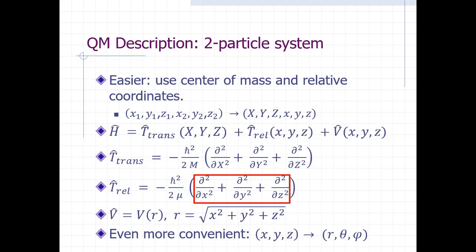The mass of this fictitious particle is the reduced mass mu. The third term is the potential energy operator, which only depends on the relative coordinates. In fact, it only depends on the distance between the two particles. The distance between the two particles, given here by the symbol r, is the square root of the sum of the squares of the relative coordinates. This means relative coordinates are more conveniently expressed in spherical polar coordinates, r, theta, and phi.